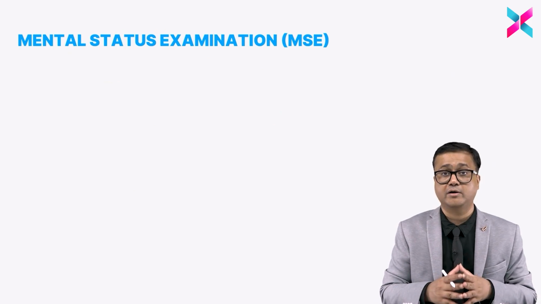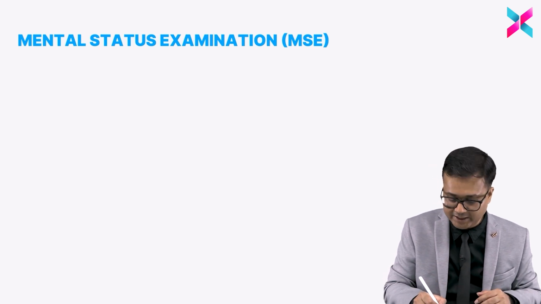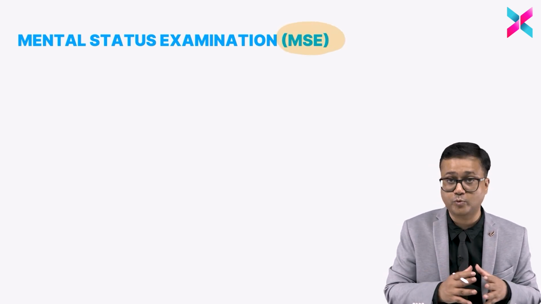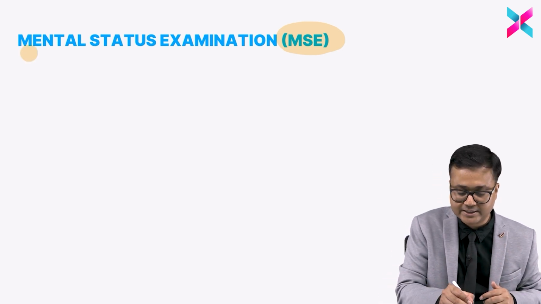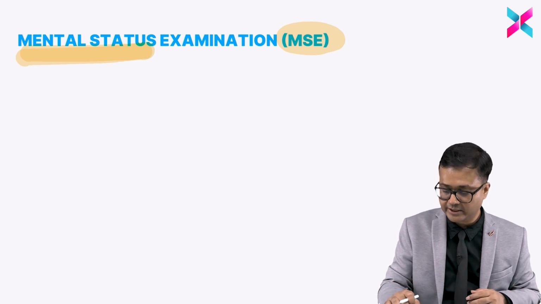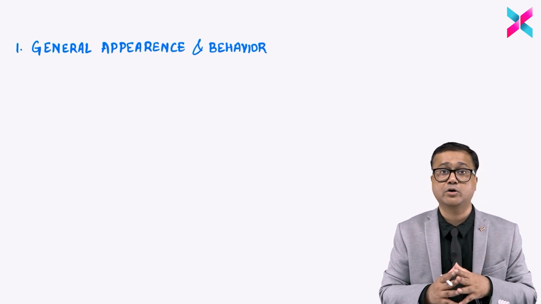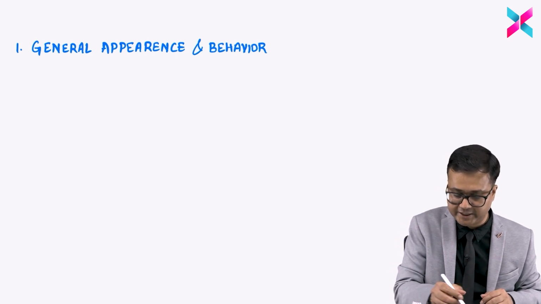Let's talk about a very important topic, that is mental status examination. In the examination of psychiatric patients, what examination do we do? MSE. From the name we can understand we are assessing the mental status of the person. The first important heading we see in MSE is the general appearance and behavior.